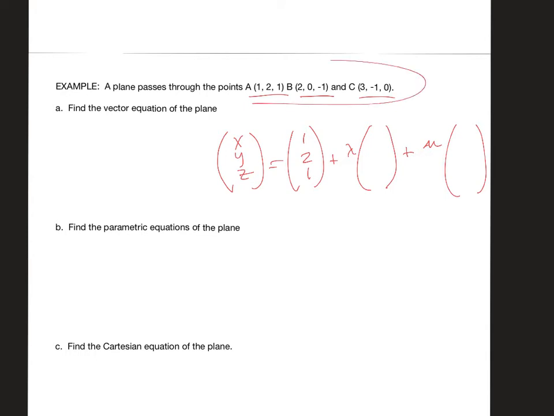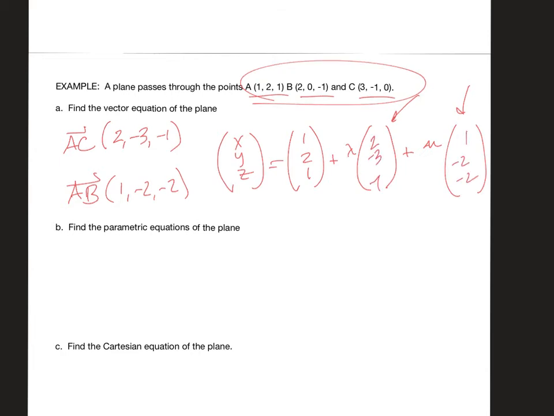Now, I've given you points, not vectors. So we need to find a couple vectors so we have some directions. So I'm going to find vector AC along with vector AB. AC, if I do head minus tail, is 2, -3, -1. And vector AB, again, head minus tail, is 1, -2, -2. And I just have to put those into these 2 locations that are describing a direction: 2, -3, -1, and 1, -2, -2.